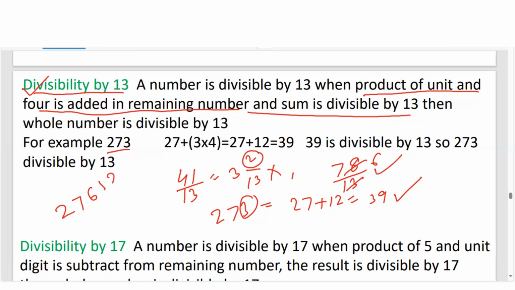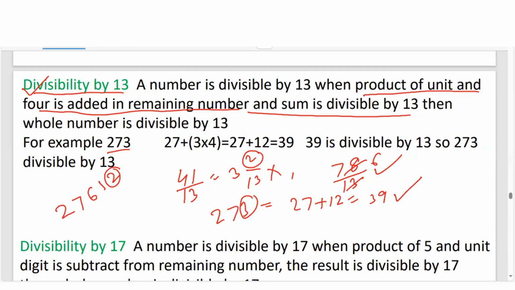So here we are taking 2. Now we are checking whether this number is divisible by 13 or not. So the trick is what? This number's unit. So multiply the unit number by 4 and add it to the remaining number. So 2761 is the remaining number.